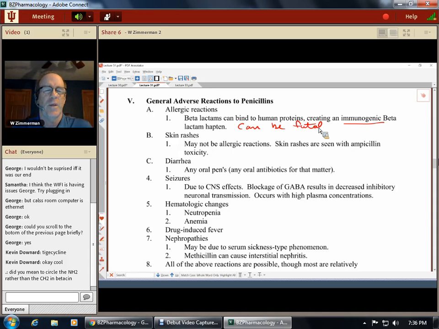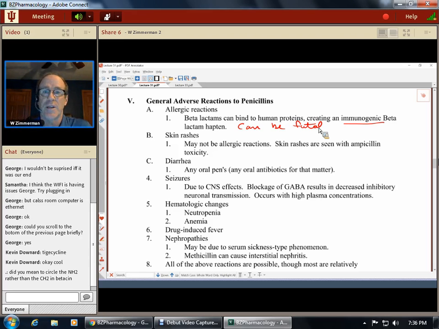When you see the antibiotics in general, immediately think of allergies, because it's just such a big deal here. Allergies you want to know anyhow, for any drug, but particularly with these beta-lactams, be very, very careful. And don't depend on luck like I did.